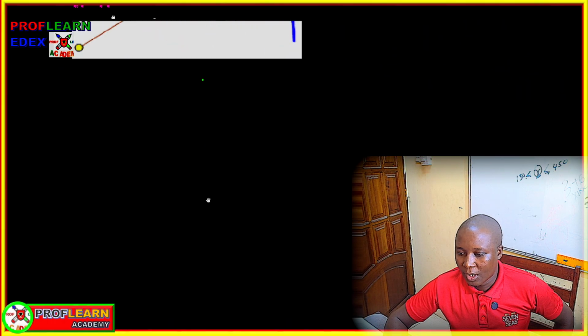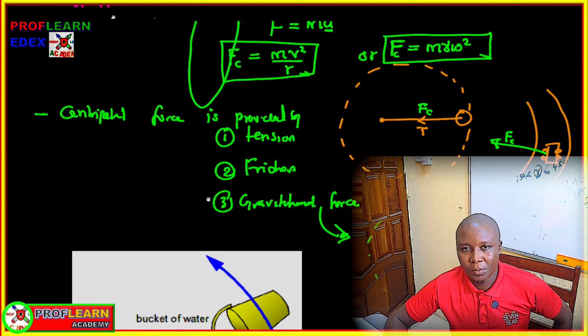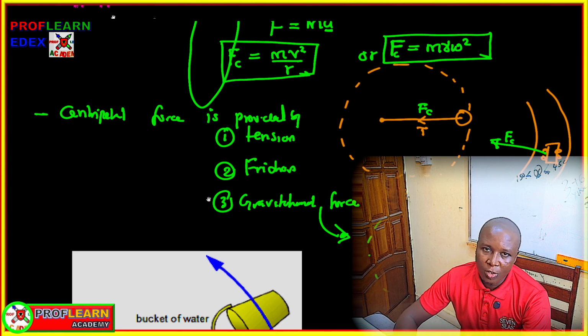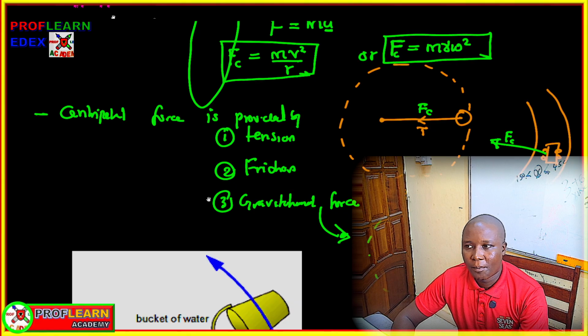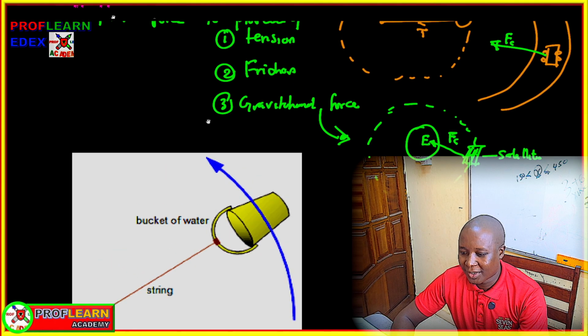And then check the link in the description, where we have discussed the conical pendulum and also motion in vertical circles, so that you can see how we need to address that.